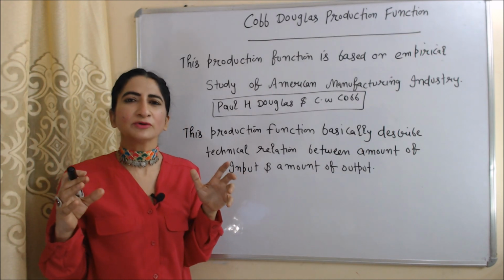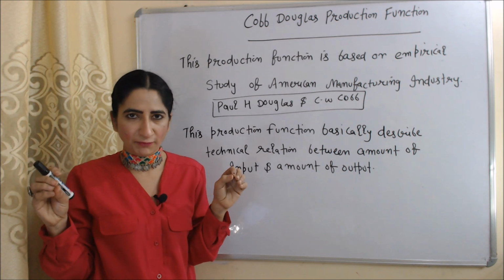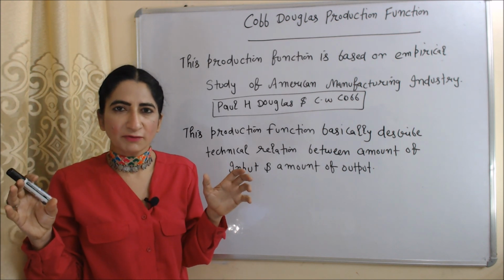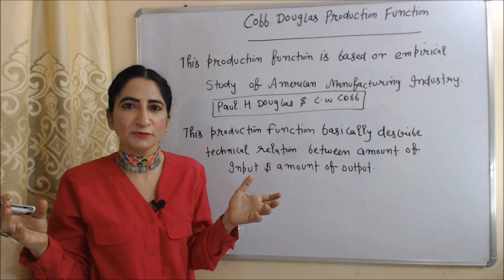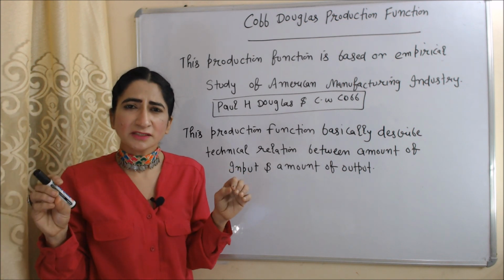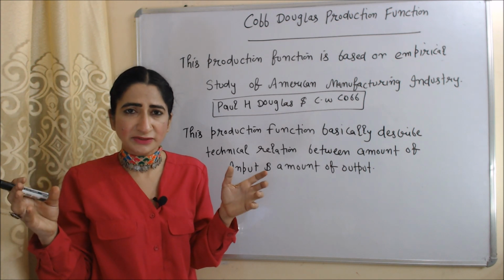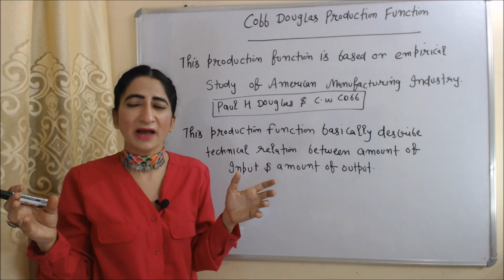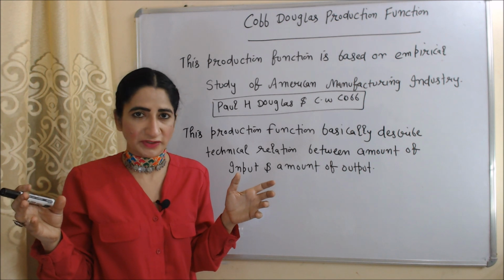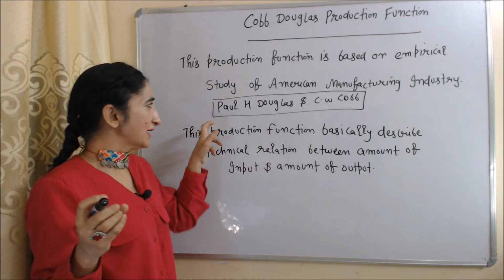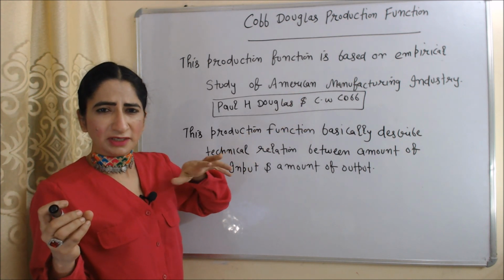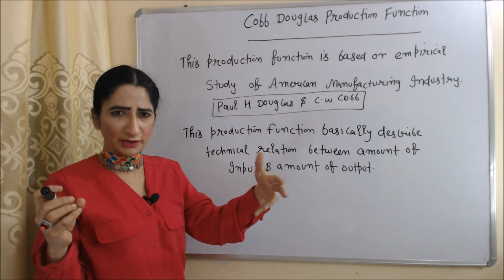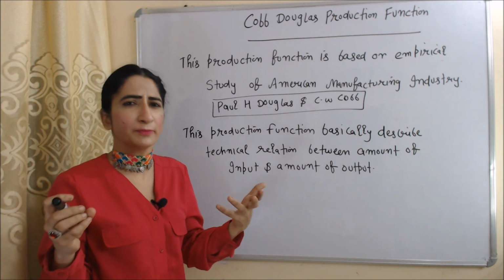Now we are going to talk about the Cobb-Douglas production function. This production function is based on an empirical study of the American manufacturing industry. This study was done by Paul H. Douglas and C.W. Cobb.